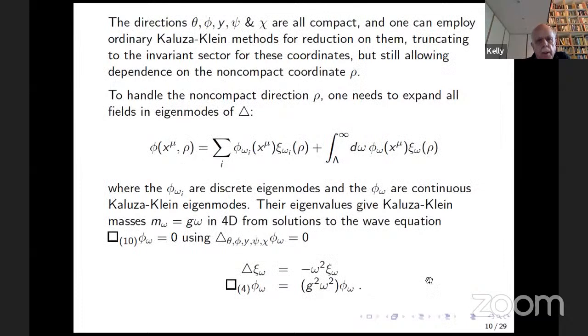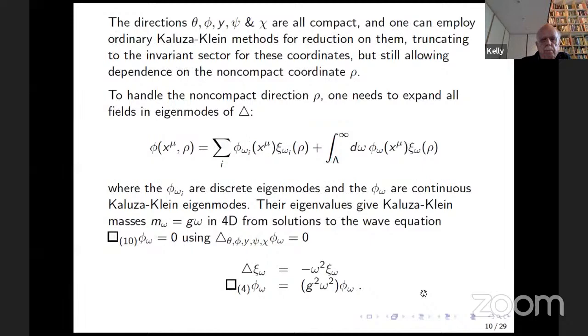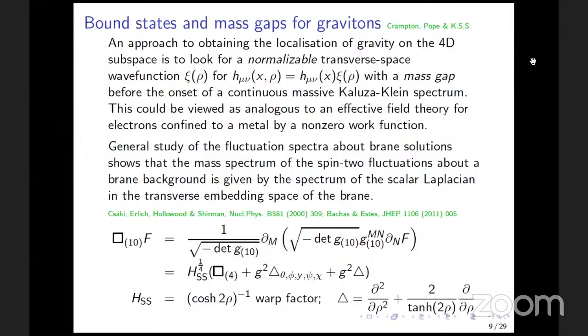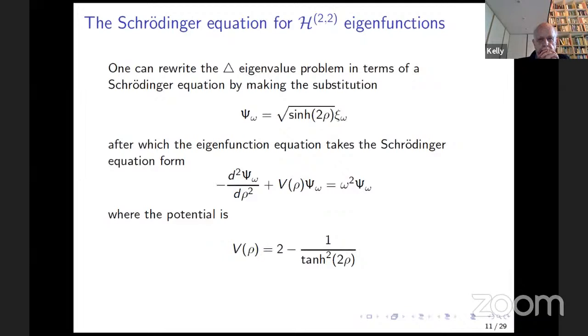So one can rewrite the eigenvalue problem of that delta operator in terms of a Schrodinger equation, basically getting rid of, notice that this operator has a first derivative piece in it, which is awkward to deal with. So it's convenient to get rid of that first derivative piece by changing it to a Schrodinger problem. If you rescale the eigenfunction by a square root of sinh 2 rho, you obtain a Schrodinger equation as given here with a certain potential V, which is 2 minus cotangent squared 2 rho.